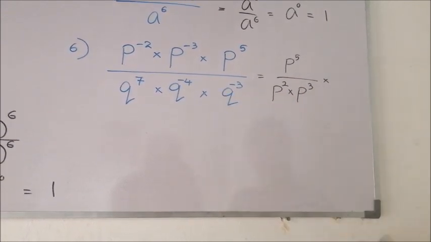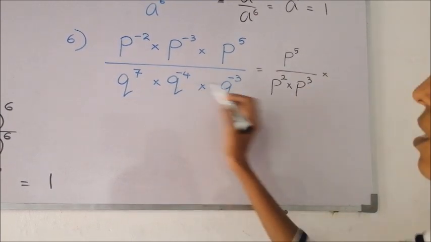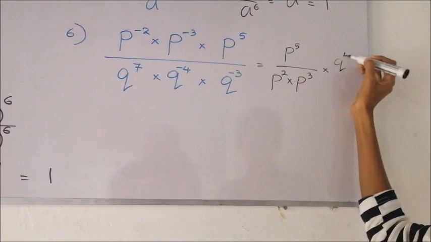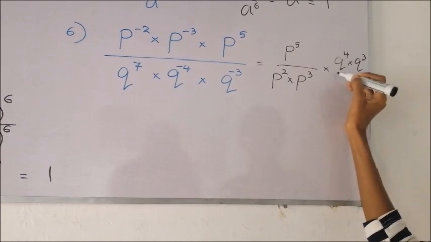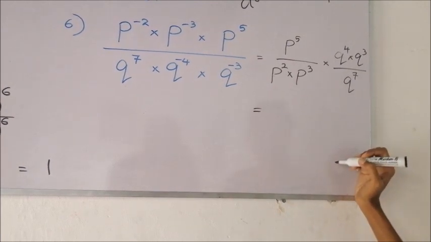Separately I will write base q. These two should go up, q to the power 4 and q to the power 3. Down what will remain? q to the power 7. I made everything positive.